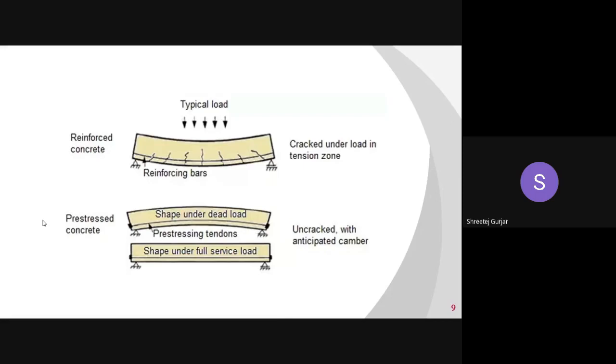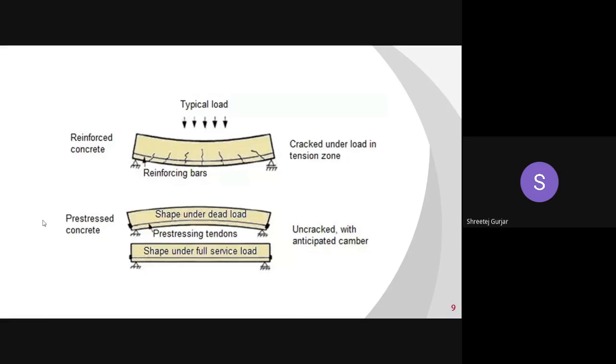So that will eliminate your cracks, and that will reduce your dead load, because your sections will be smaller, because your whole cross section will be utilized, and your concrete below the neutral axis will not be wasted. So okay, that is there.